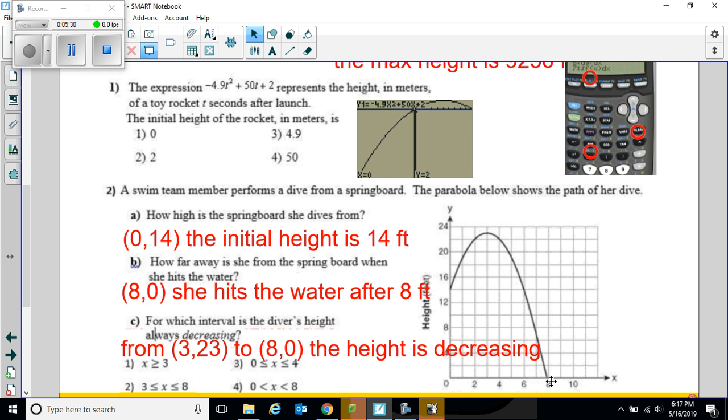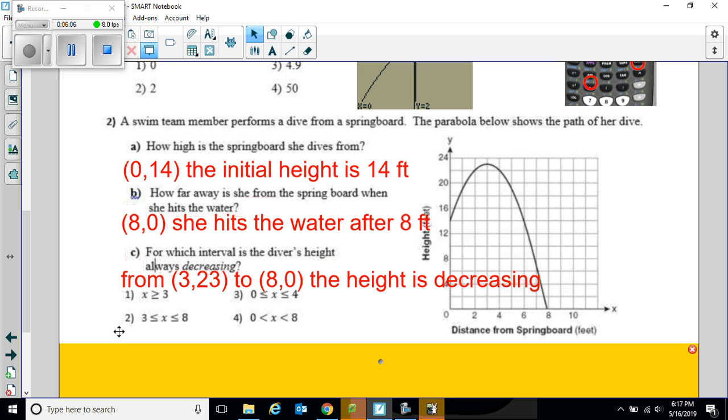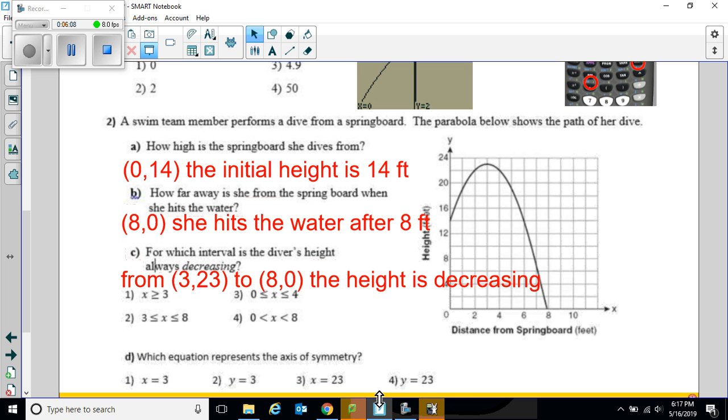And the question of when am I always decreasing? Well, this is my vertex. From here to 8 seconds, I'm decreasing. So what is my vertex? Well, I know by looking at the graph, I'm going up 23 and I'm going over 3. So in 3 seconds, I'm at 23 feet. And from 3 seconds to 8 seconds, I'm decreasing. So I think it's a safe bet to say that number 2 represents that the best.